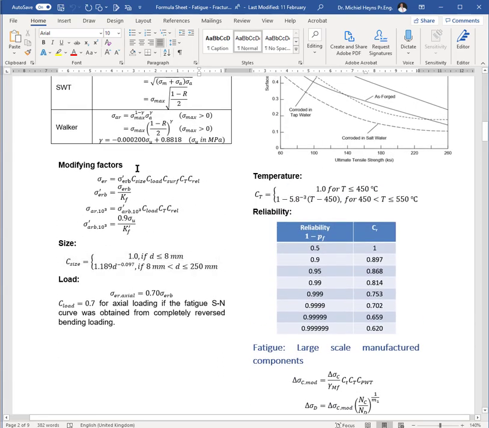Here we can say the modifying factors. They are for size, load, surface, temperature, and reliability. That's to calculate the endurance limit. Then we have the one at 1,000 cycles, which is load, temperature, and reliability. Now this formula sheet will be with you, so you know where this comes from. Now please note that when you calculate this, we use the bending fatigue strength of the material in this formula. So that's why you see the prime there, and this is the endurance limit for our problem that we want to solve.